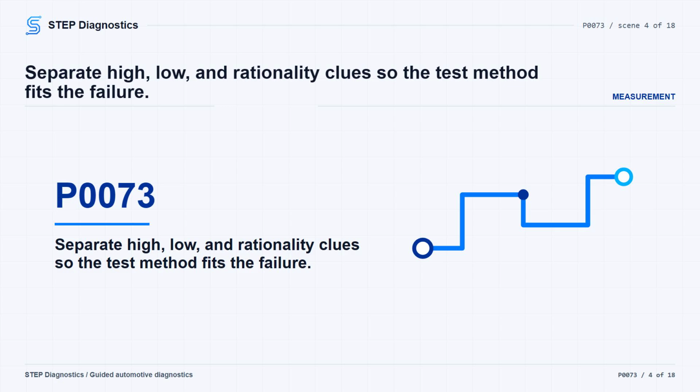There are multiple valid test methods here, and you do not have to run every method. Choose the one that fits access, tooling, and the way the fault is failing. What you do not want to do is condemn a sensor or controller without checking the wiring and connector path.